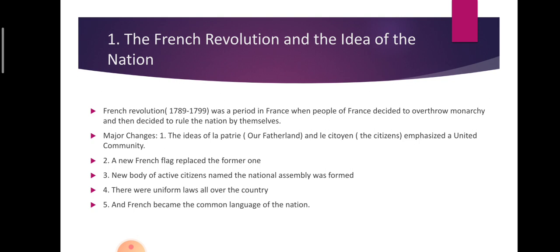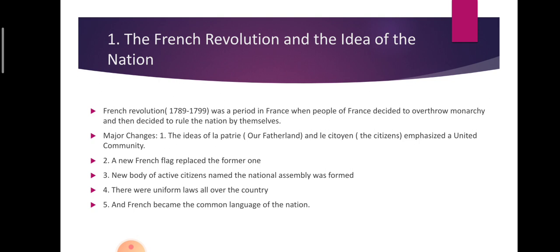The French Revolution basically had one message to convey. They said that the citizens of the nation will now rule the nation, and it is the citizens only who will shape the destiny of France. Clear, everyone? So, what were the major changes? If we talk about the major changes that took place during that time, they were as follows.